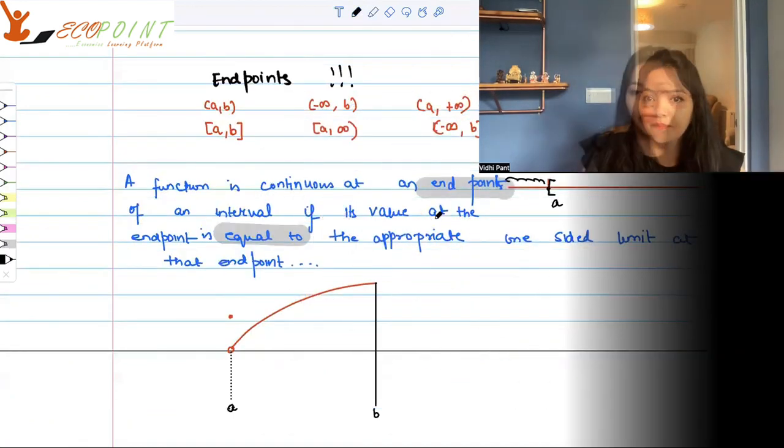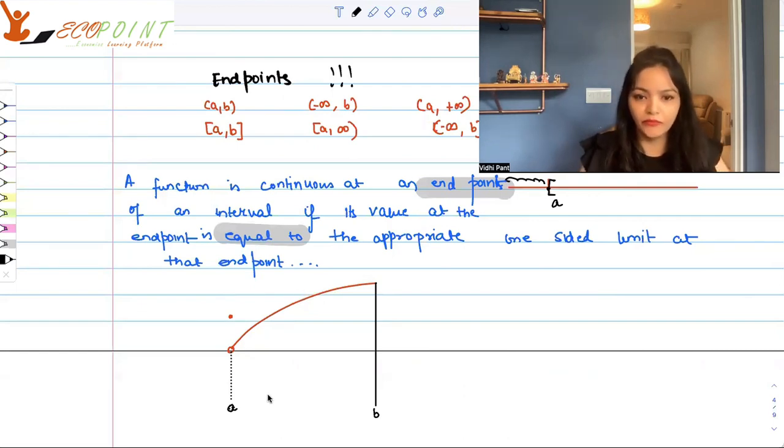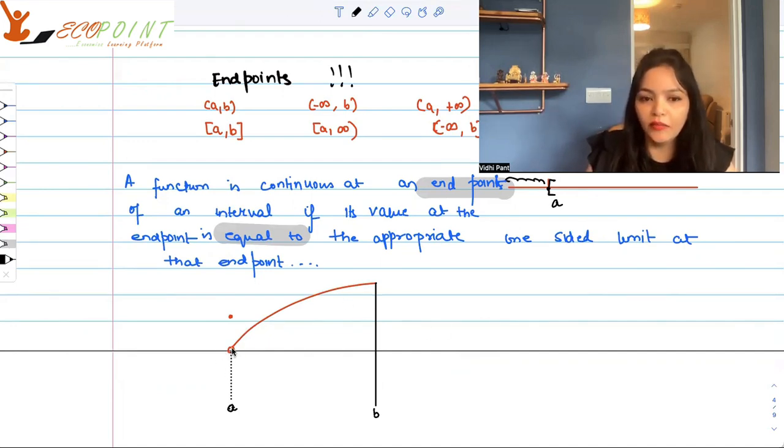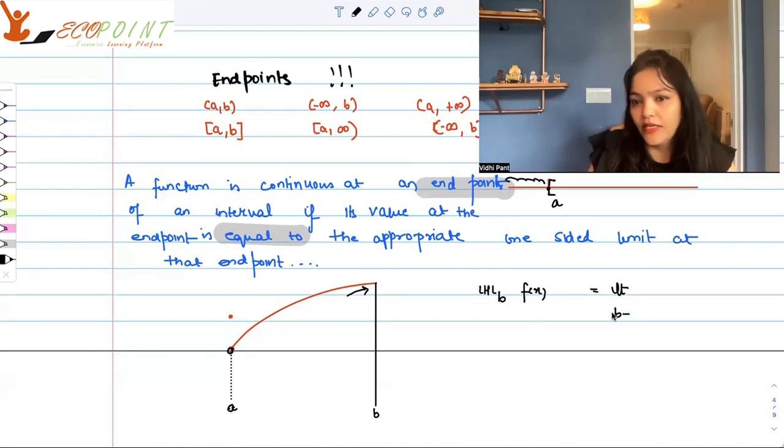So for example, look at this graph from a to b. The function is continuous completely in between. At the endpoints, we would be interested in what is happening from the left of b, the left-hand limit at b. The left-hand limit at b of f(x), which we basically write as the limit as x tends to b minus, is clearly f(b).